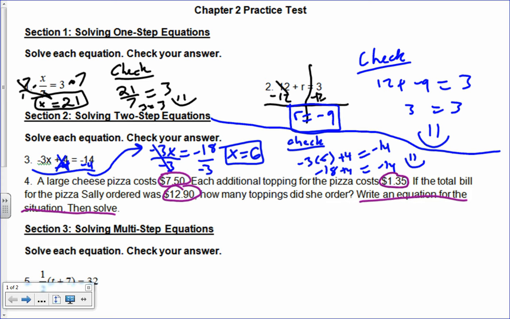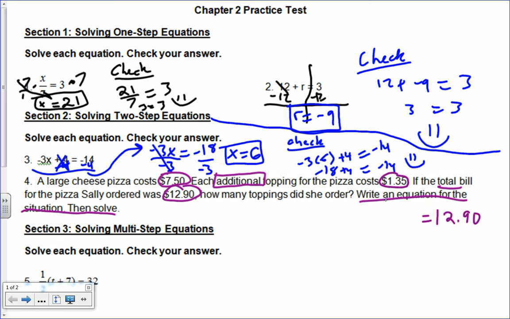Box any key action math words. So a large pizza costs $7.50. Each additional topping costs $1.25. If the total bill was $12.90, total usually means equals, so we should have equals $12.90.